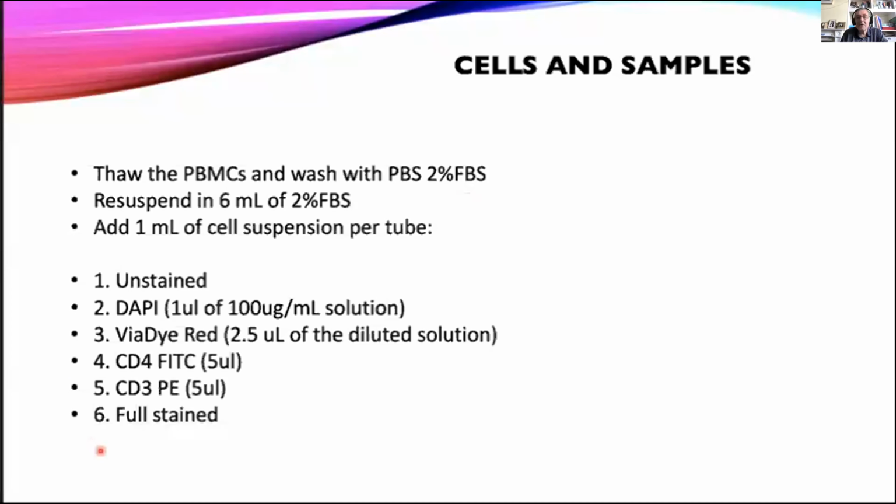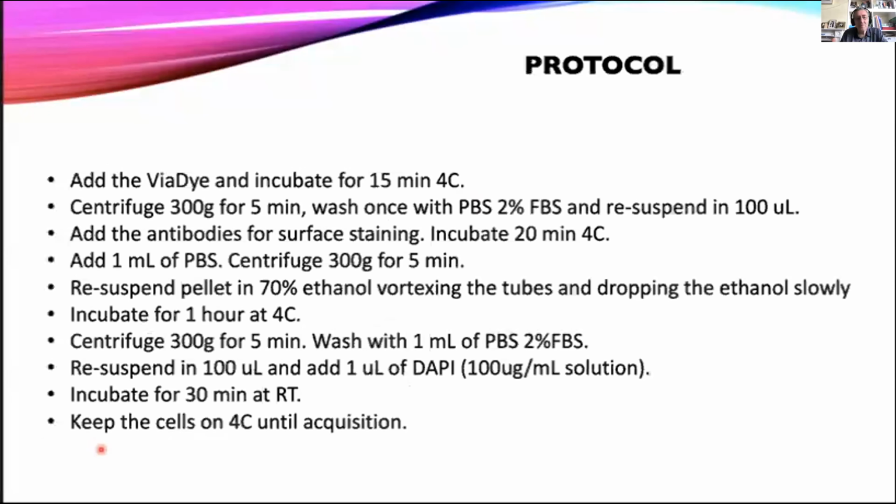Because we try to make these sessions as practical as possible, we've put the protocol here, which obviously you can look at again. This session is recorded and will be put on our YouTube channel. But in brief, what we've done is add the viability dye. It's always with these fixable dyes, we will always do that first before we do any of our surface staining. We spun and washed those cells to get rid of the unbound dye. The spinning step is quite important.